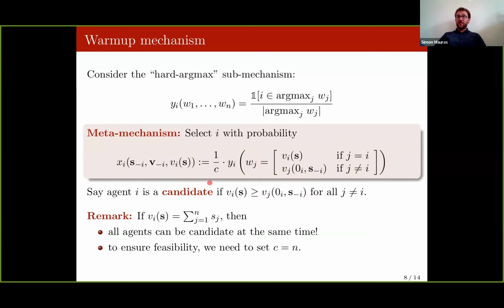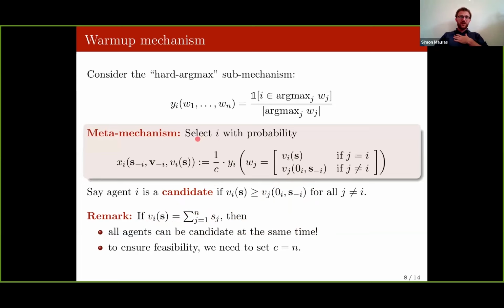But this can be terrible, because what can happen? Look at this instance where every person's value is just the sum of signals. So the people's true values are all equal. But now if you compute the low estimates, everyone is going to be able to lower other people's value a bit by taking a zero signal. So all agents are going to be candidates at the same time. Very bad.